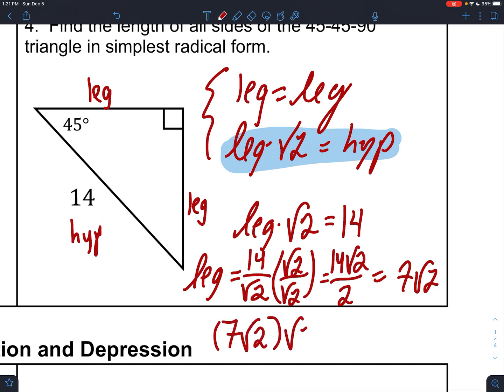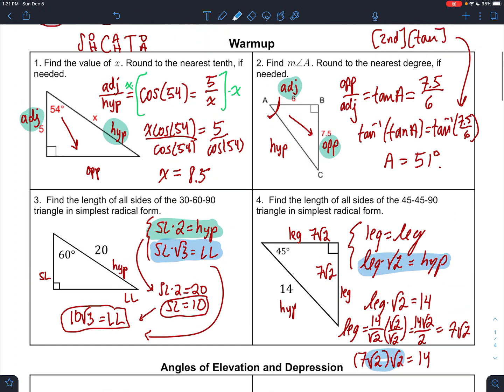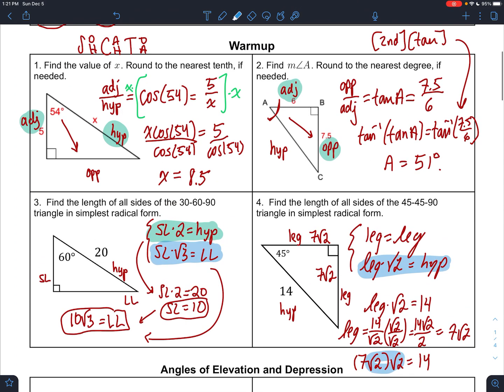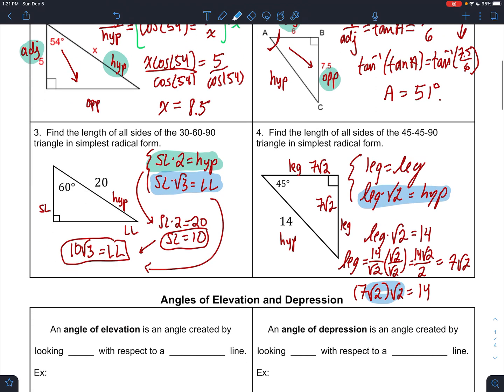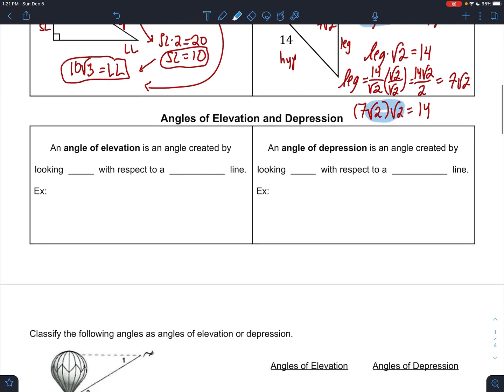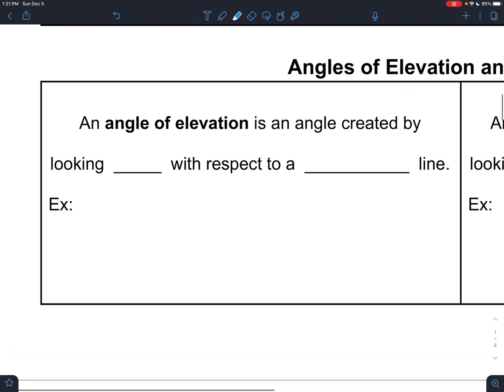So this kind of makes sense though, right? With those radical rules we've been doing. Isn't it true that this times square root 2 is 14? Have we found the right leg here and here? And it turns out, yeah, because the square root of 2 times the square root of 2 is just 2. All right. Glad we had that warm up. This is crucial to what we're going to be doing here today, especially these top two ones.